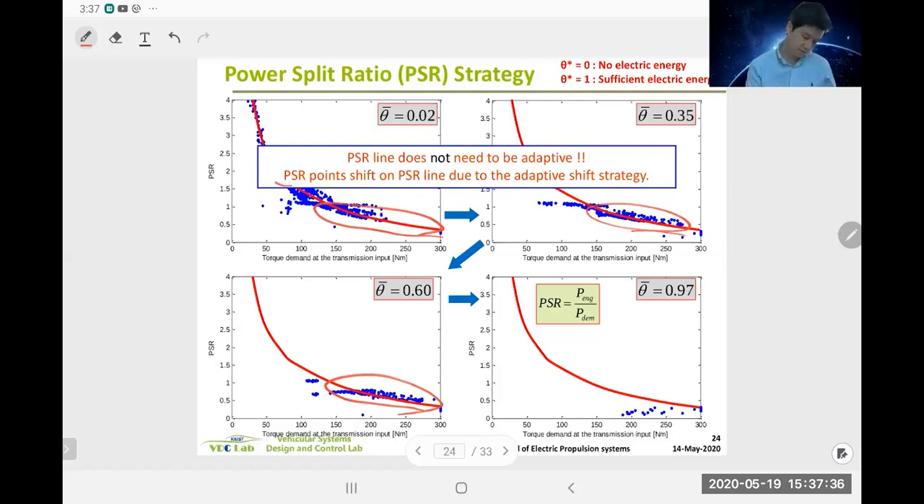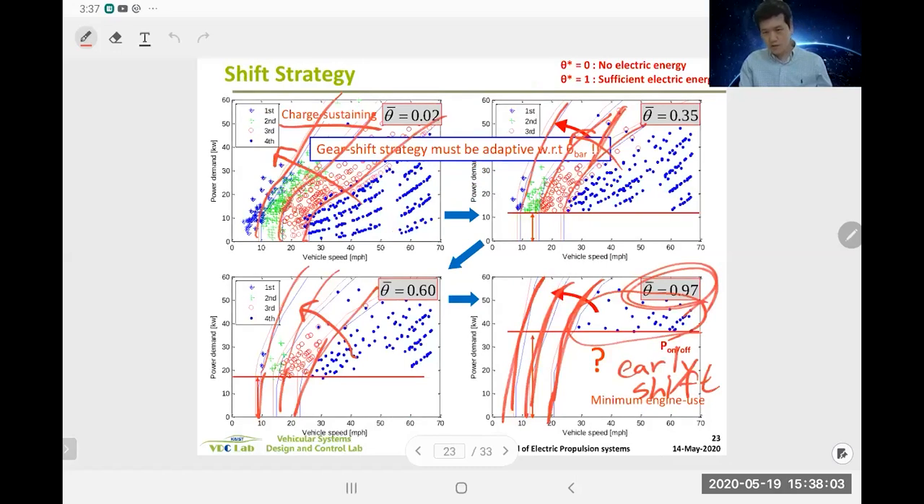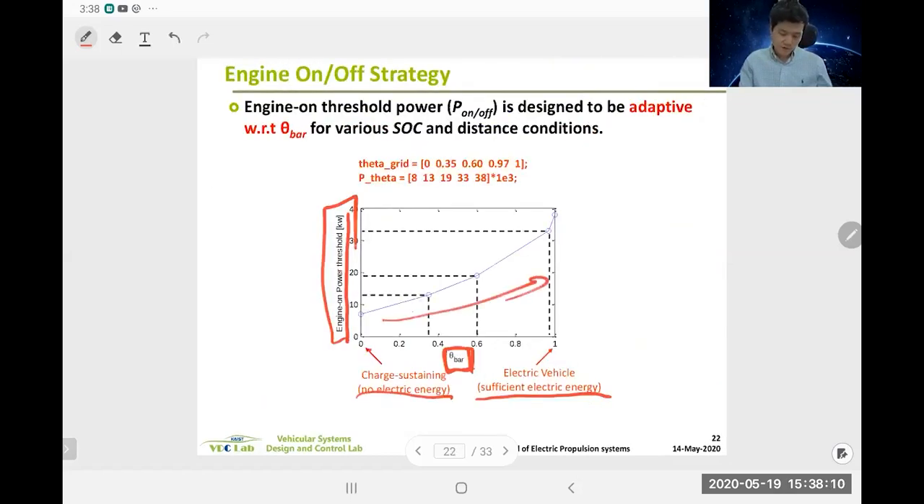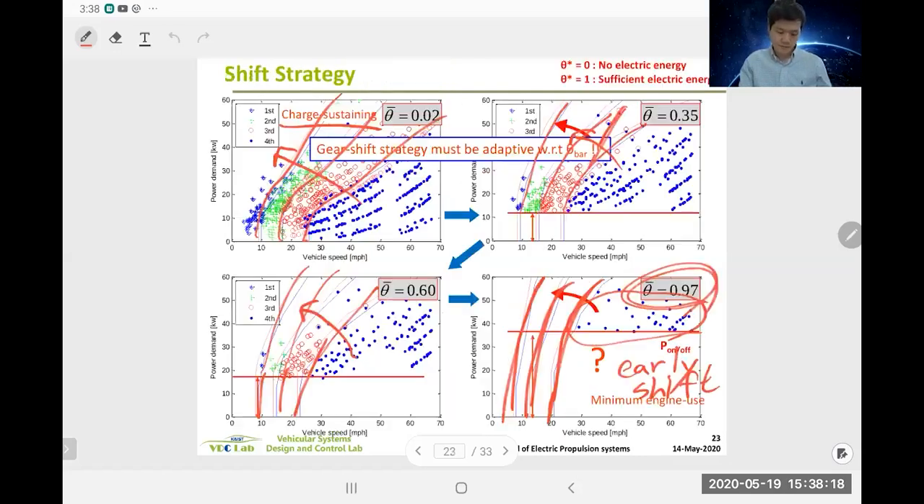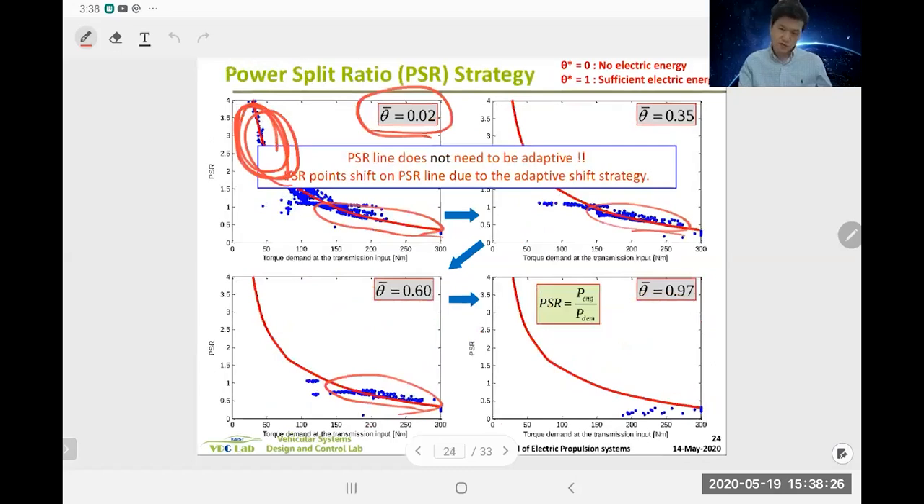So this recharge mode is only available when theta bar equals 0, when theta bar is low, right? Because you have to sustain charge. Anyway, one of the key summaries here is that engine on-off strategy needs to be adjusted as a function of theta bar. And the shift strategy also needs to be adjusted, right? But power split ratio doesn't have to be adjusted so much.